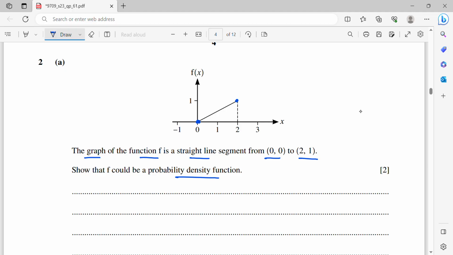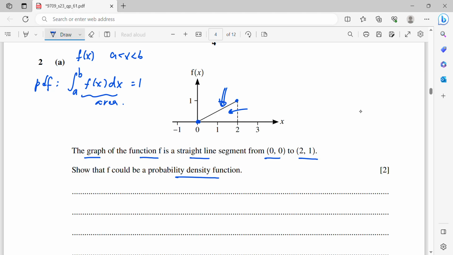Alright, so if you still remember, probability density function, PDF, means that, let's say your f(x) is defined for x from a to b, the integration of f(x) from a to b will be 1. This means this is the area. So from here I need to prove that the area under the curve, or the area under the straight line, is 1.